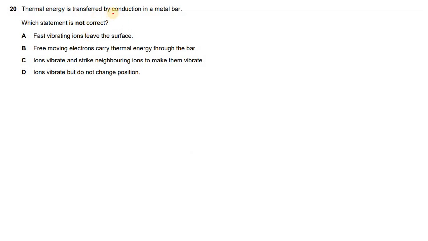Thermal energy is transferred by conduction in a metal bar. Which statement is not correct? Not correct. Thermal energy by conduction: fast vibrating ions leave the surface. Of course, this is an incorrect statement. Ions do not leave. Ions remain in the object or in the rod, they only vibrate. Fast free-moving electrons carry thermal energy. This is true. Ions vibrate, striking neighbors. This is true. Ions vibrate but do not change position. So all three are true. A is not correct. So the option is A.